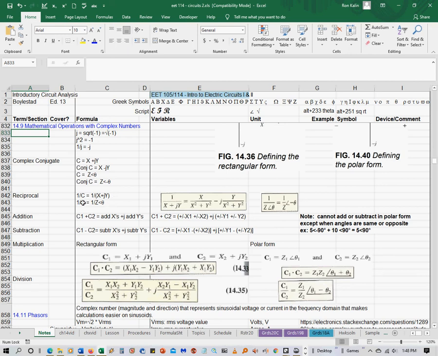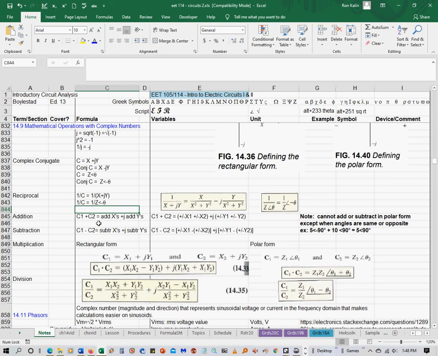The reciprocal: 1 over C is equal to 1 over x plus jy, or 1 over C equals 1 divided by Z with the negative of the same theta angle. And they actually show that like this. That angle ends up being 1 over Z at the negative angle, like that.